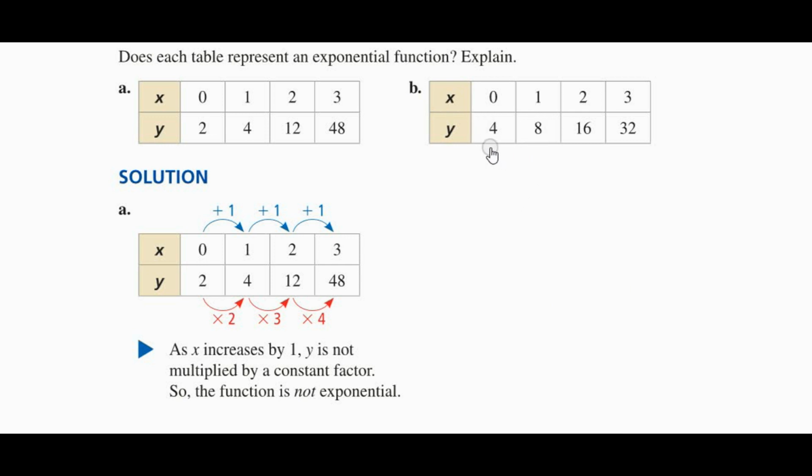So let's take a look at example B. As we add 1 to our x, we move from 4 to 8 to 16 to 32. Well, I know that 2 times 4 is 8. Does that work? Do I move from 8 to 16 by multiplying by 2? Yes, that absolutely does work. And do I move to 32 from 16 by multiplying by 2? Yes, that absolutely does work.